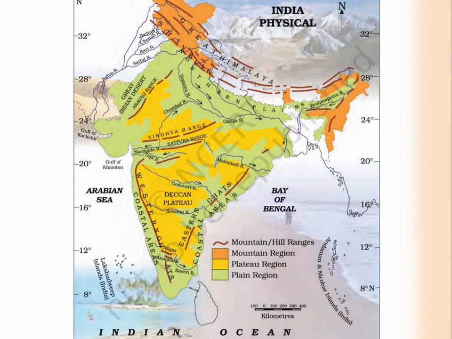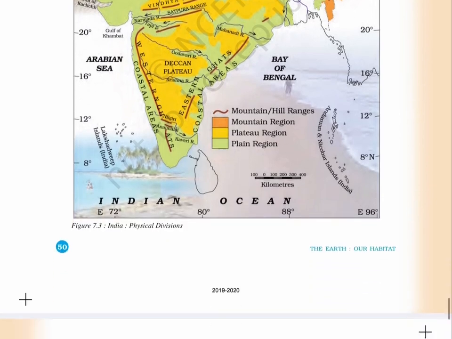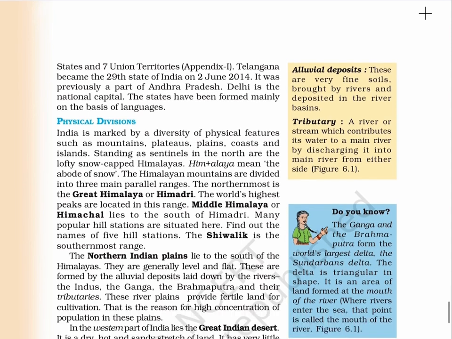We see Gulf of Khambat, Gulf of Kutch. All of these comprise India's physical features. Page number 51. Physical divisions. India is marked by a diversity of physical features such as mountains, plateaus, plains, coasts, and islands. Standing as sentinels in the north are the lofty snow-capped Himalayas.